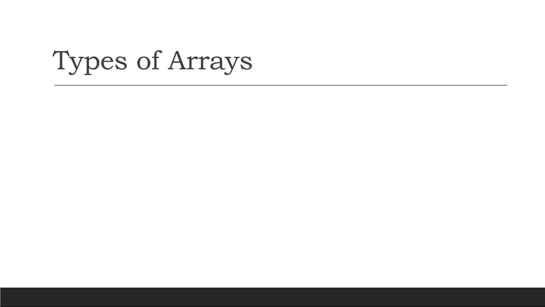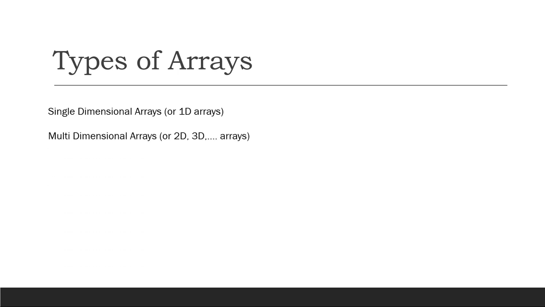So let us understand the types of arrays available in Java. Arrays are generally categorized into two parts: single dimension array, or you can say 1D array. Second is multi-dimension array, that is nothing but the 2D array, 3D array, and so on. So let us discuss one by one. First we are going to discuss the single dimension array. So what is a single dimension array?